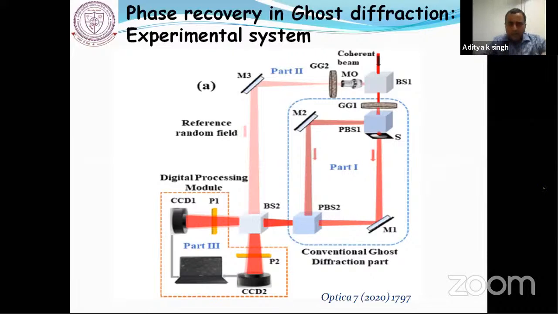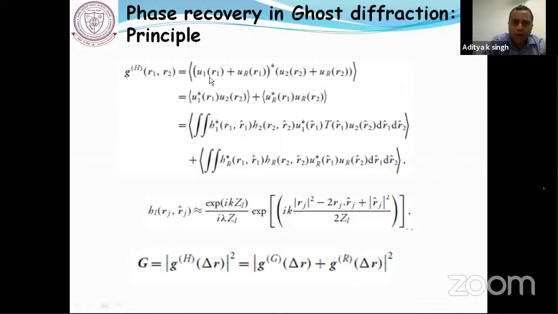Since we have the orthogonal basis, I put the 2 polarizers P1 and P2, and then we get the interference of the light from the reference and the object and reference. We have 2 references, one from outside, another which is not interacting with the object. Here U1 is the object beam which interacts with the object, UR is the outer beam which I represented in part 3, and U2 is the beam which is not interacting with the object, and UR is again a random field. It's not a beam, it's a random field, and it's going through the UR.